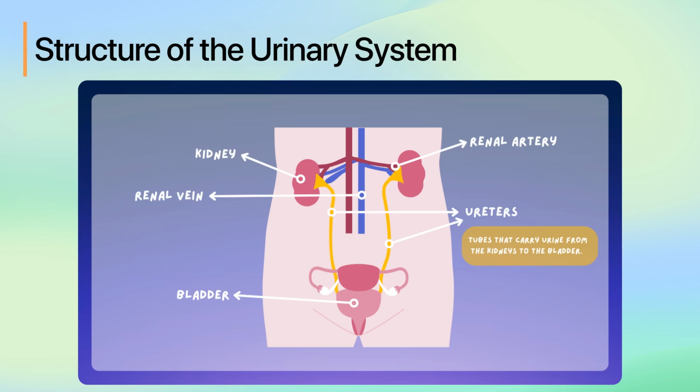Ureters are tubes that carry urine from the kidneys to the bladder. The bladder stores urine until it is ready to be excreted. The urethra is the tube through which urine exits the body.